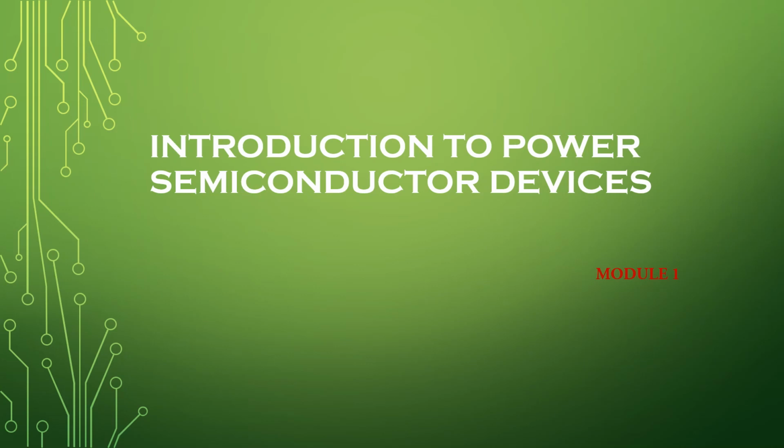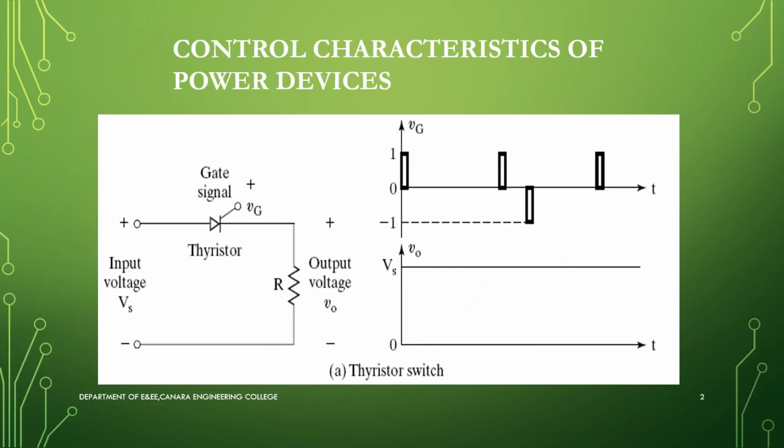Hello students, in today's video we will learn about the control characteristics of power semiconductor devices. So we have learned in the previous video regarding the various types of power semiconductor devices which belong to the diodes family, thyristor family and transistor family. So here we will have a look into the control characteristics of a few of those power semiconductor devices.